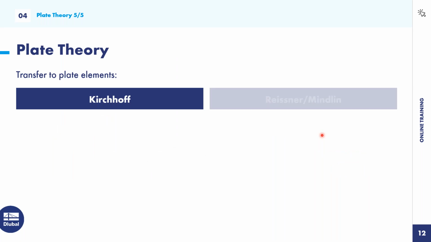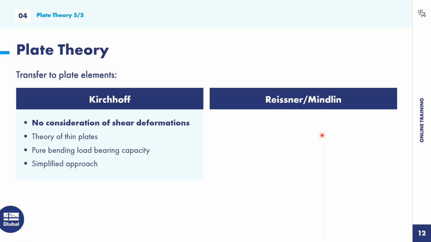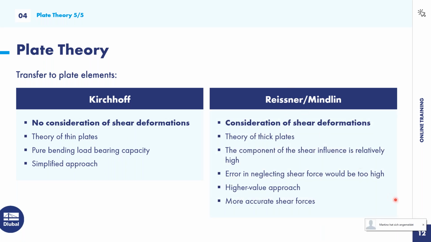So again, as a summary, Kirchhoff on the left side, Reissner-Mindlin on the right side. Kirchhoff is the same as Bernoulli, and Reissner-Mindlin the same as the Timoshenko beam. With Kirchhoff, we don't consider any kind of shear deformations, and with Reissner-Mindlin, we consider shear deformations. So what can we use Kirchhoff for? We can use Kirchhoff for the theory of thin plates, so normal concrete surfaces, like in storey buildings or something like that. There we can get quite good results with the Kirchhoff theory. It's a simplified approach.